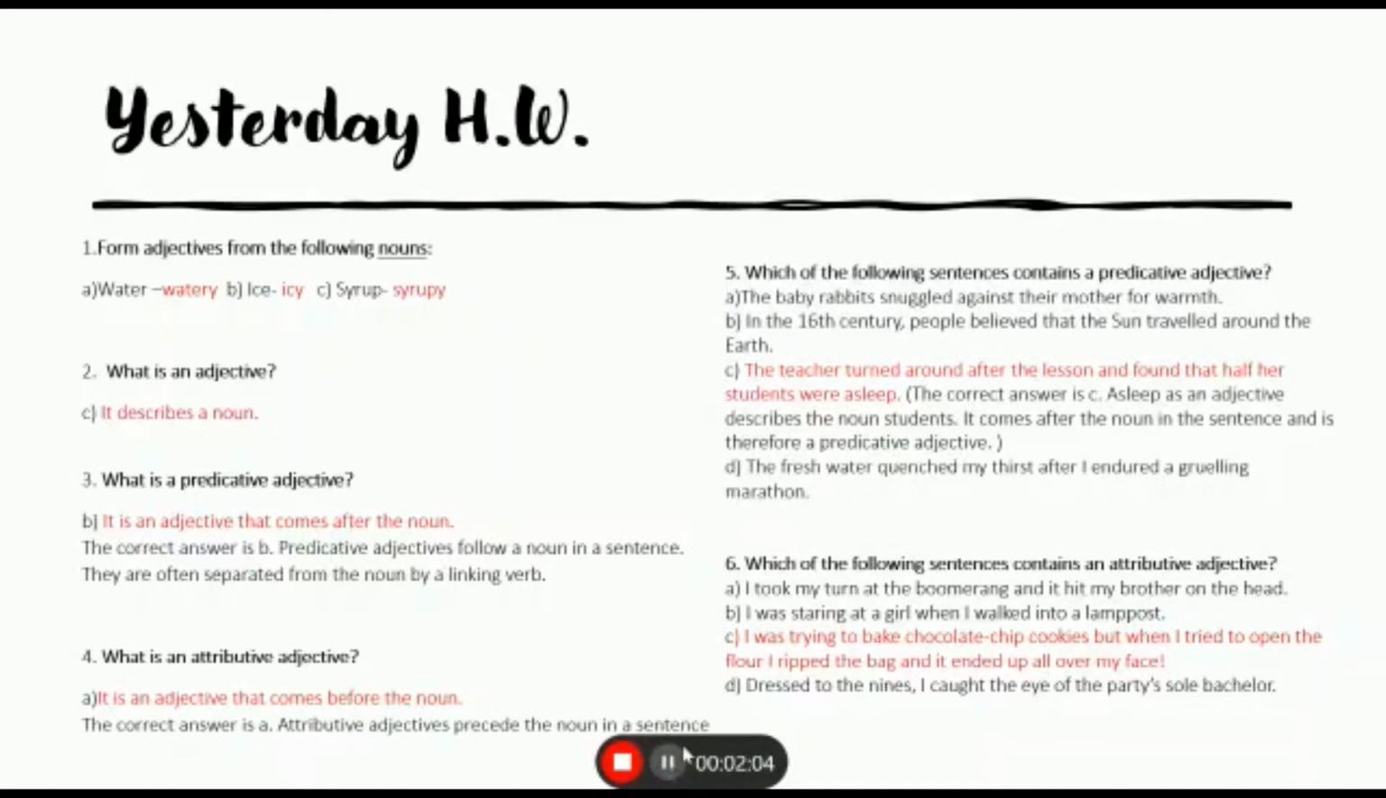Question number 5 says, which of the following sentences contain a predicative adjective? Out of the 4 options, option number C is the correct one. Sixth one, which of the following sentences contain an attributive adjective? 4 options were given, out of which option C was the correct one. So this completes your yesterday's homework.